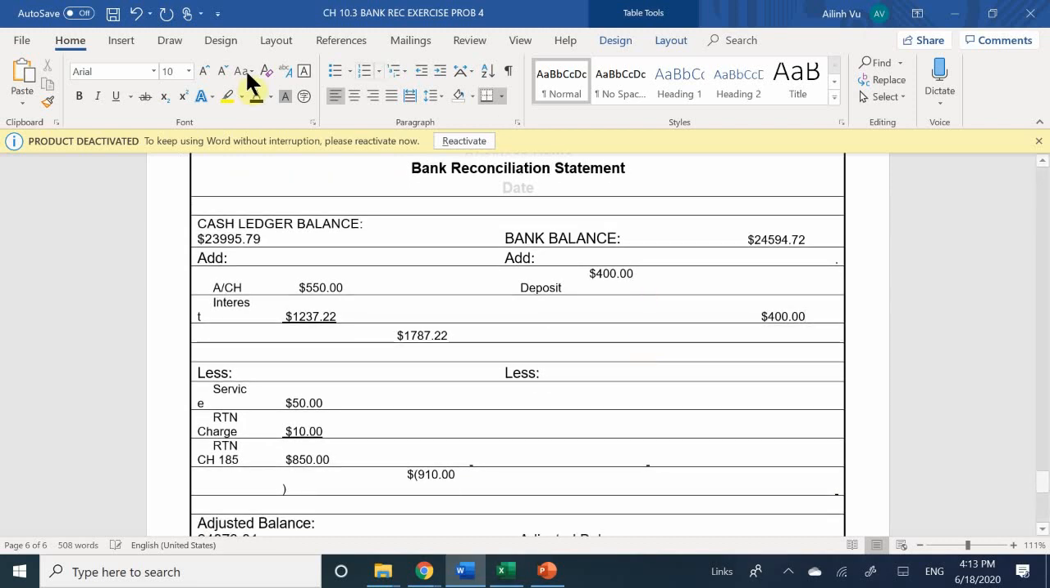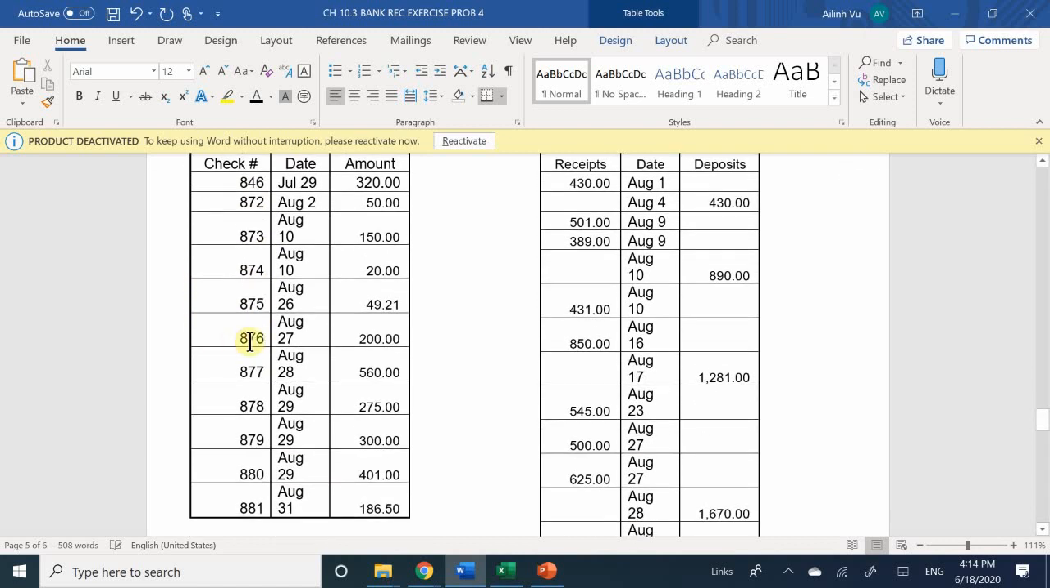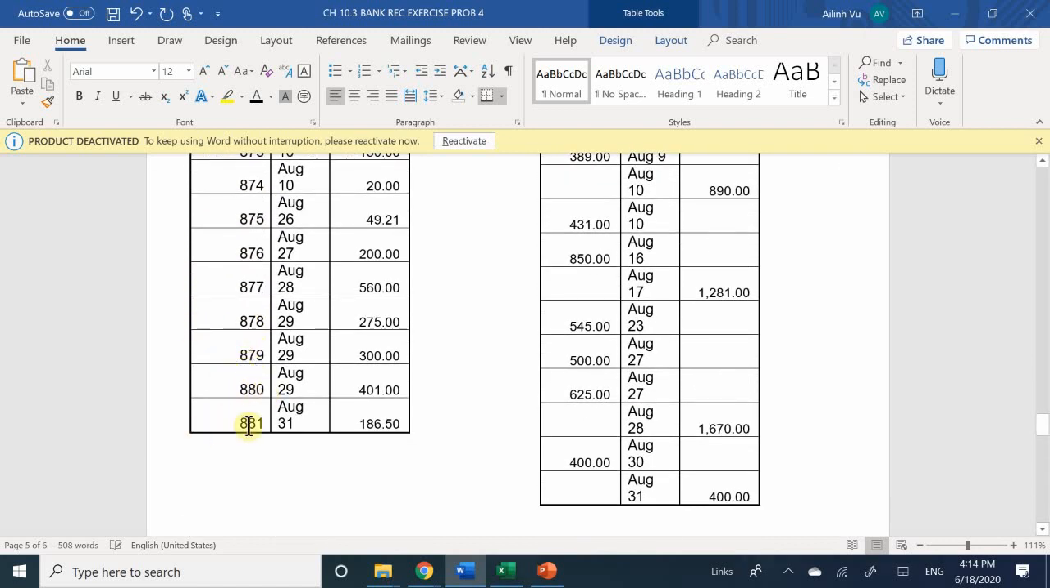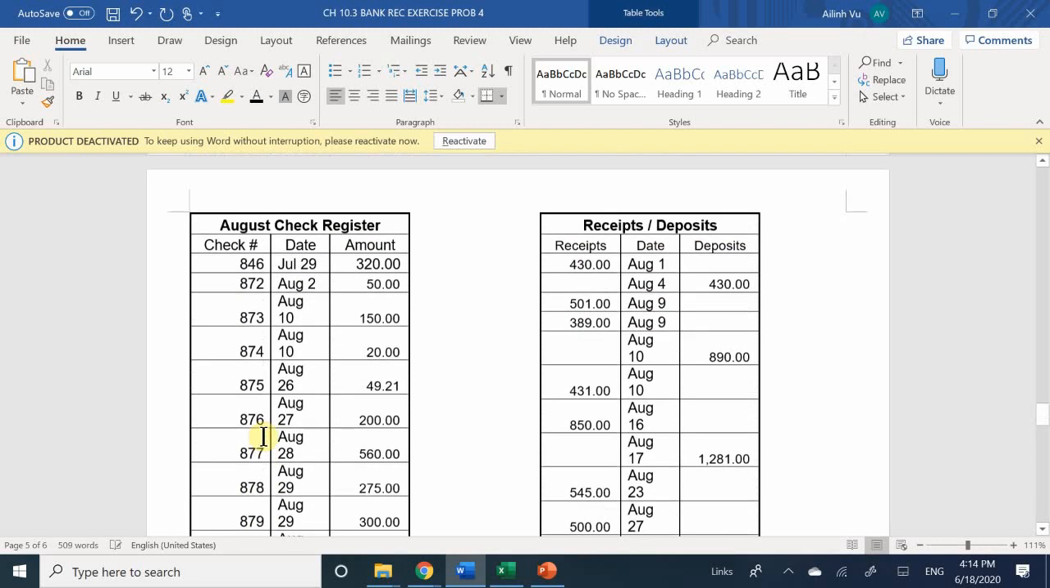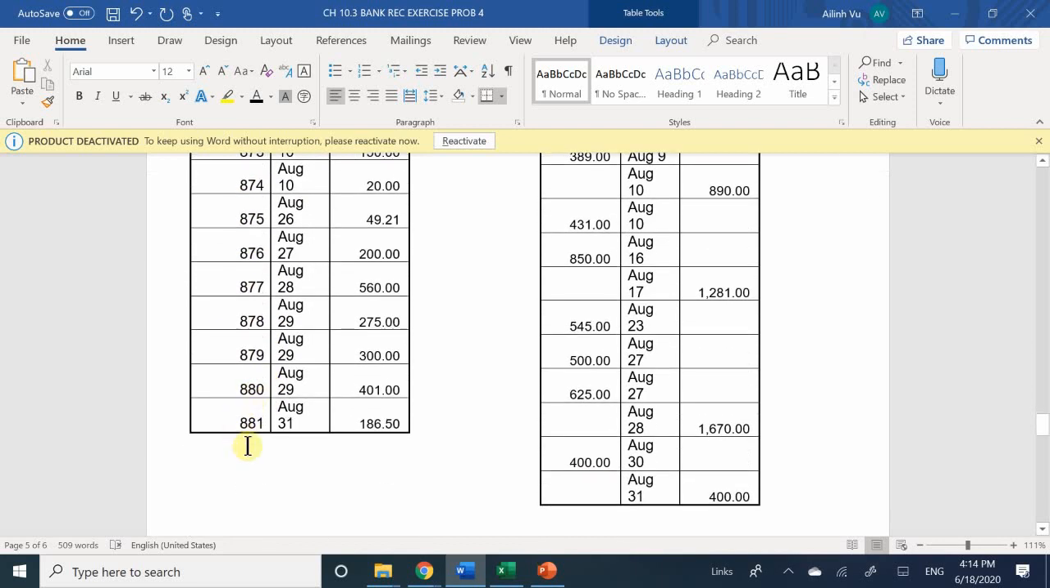Okay. Now, what is the next thing I need to look for? Outstanding checks. So I'm going to write here less OOS. Okay, so let's go ahead and look at our check register. And here, if you notice, let's count them. 1, 2, 3, 4, 5, 6, 7, 8, 9, 10, 11 checks. And they all start with 871. Okay, wait, no. One of them is for 846. Then we start here with 872, 873, 874, all the way to 881.